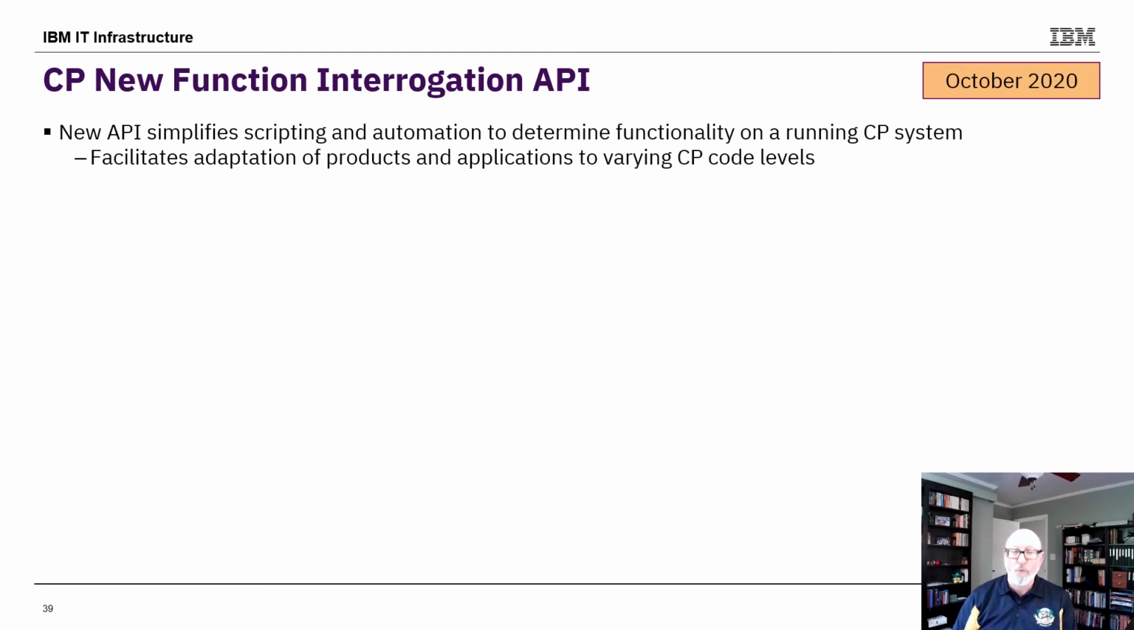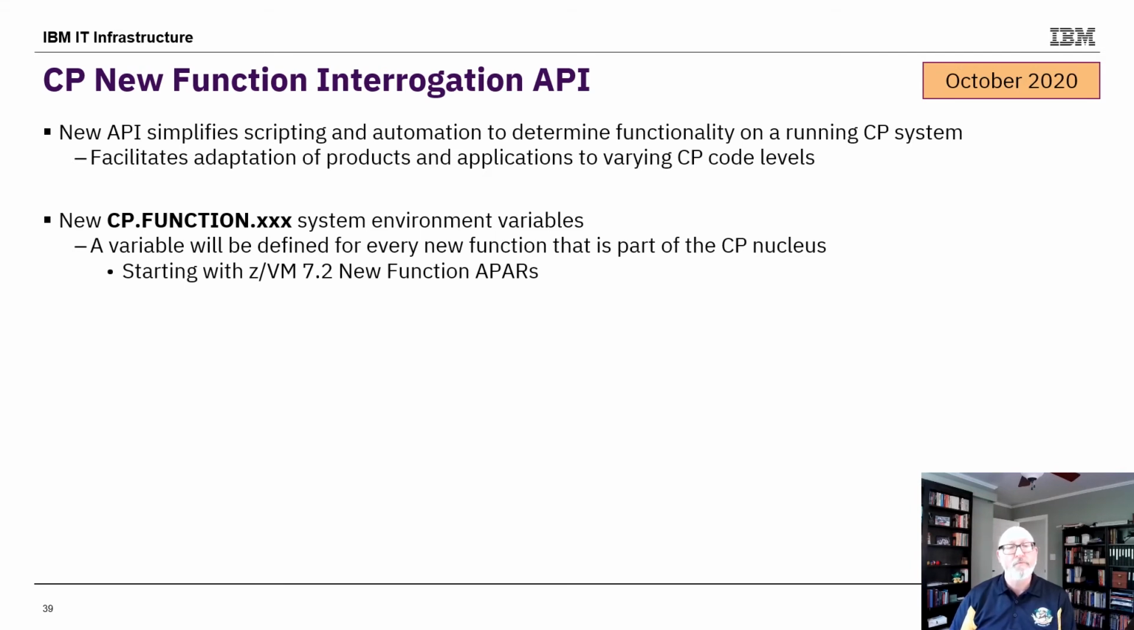And it's going to work off of environment variables, right? So we had previously, when we had shipped environment variables, we talked to you about some reserved names. And so that is CP.FUNCTION.something, right, is where these environment variables are going to live that are related to function, right? And we're starting this with z/VM 7.2. That's why it shipped relatively early after 7.2 GA in September of 2020.